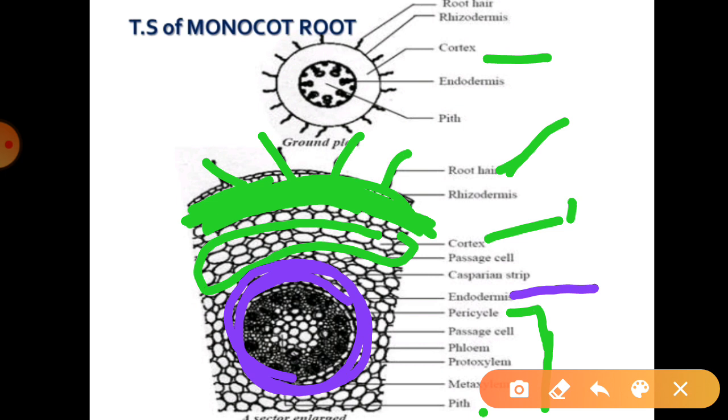This suberin and lignin are the substances which always help the cells pack tightly, which is known as the Casparian strip. Whenever this endodermis is packed without any cellular space with the help of the suberin and lignin, that structure or strip is known as the Casparian strips.